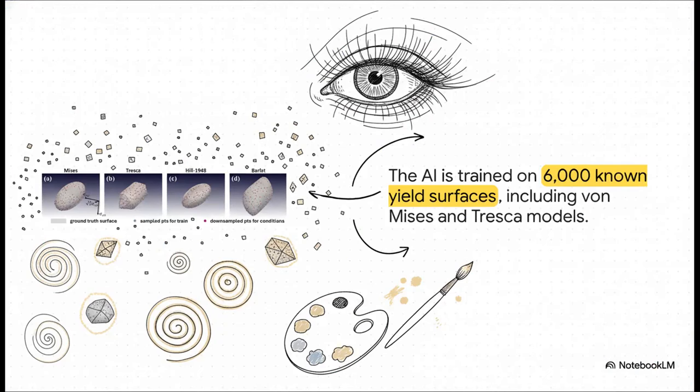And the scale of the training here is just immense. We're talking about an AI that learns from a dataset of 6,000 known yield surfaces, including all the classic models you see here. It's really like an artist studying thousands of portraits by the old masters before they even think about trying to paint their own from just a couple of reference points.